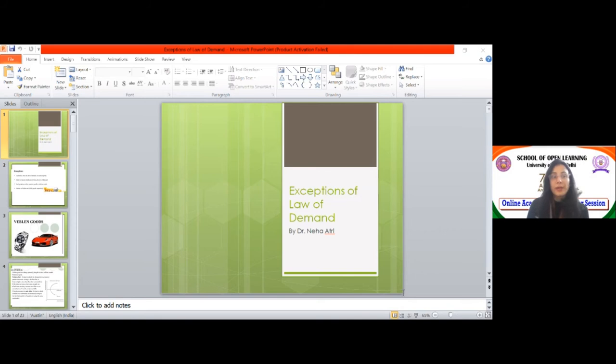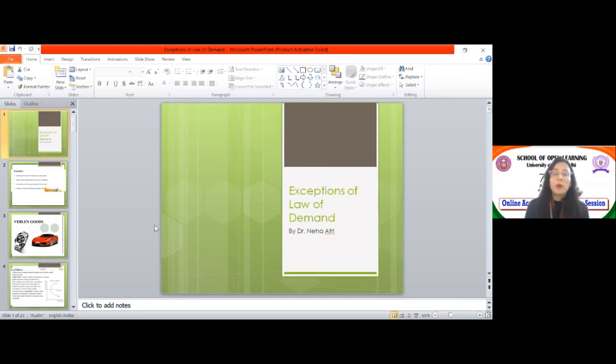And another thing, today we will deal with the exceptions of the law of demand, as we have already discussed the application in the theory of demand and the theory of supply itself. Then we will move toward the indifference curve. There are 2 PPTs I am going to share. I hope you can see this PPT, that is exceptions of law of demand.